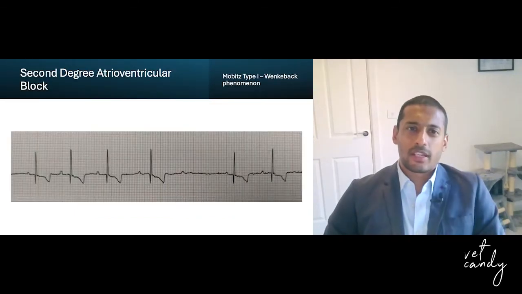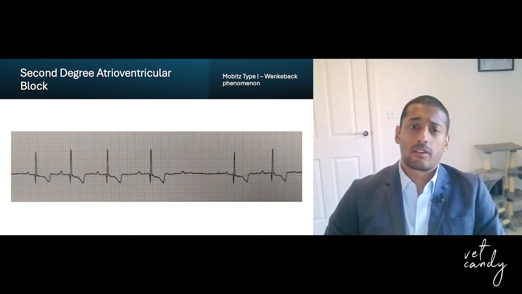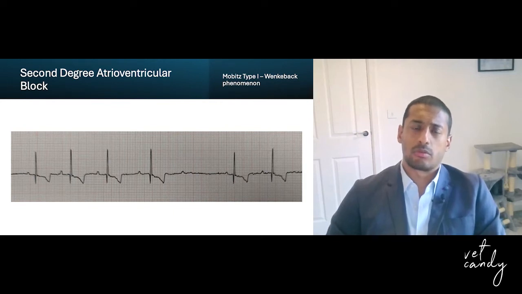Next, we have second-degree atrioventricular block. Second-degree AV block is intermittent failure of AV nodal conduction. On the ECG, there will be occasional P waves that aren't followed by a QRS complex. There are two types of second-degree AV block. Mobitz type 1 second-degree AV block is thought to be vagally mediated, similar to first-degree AV block. It's not clinically significant, there is no impairment to cardiac output, it's considered to be physiological rather than pathological.